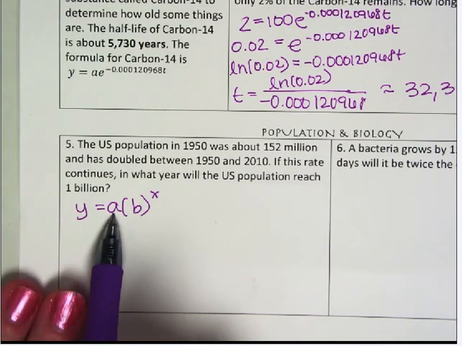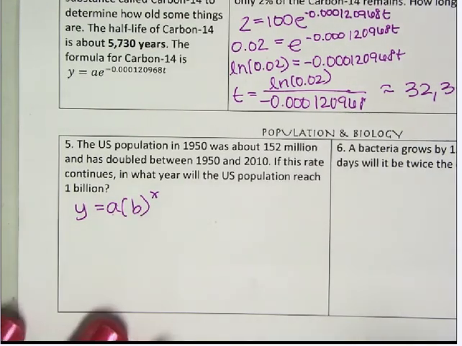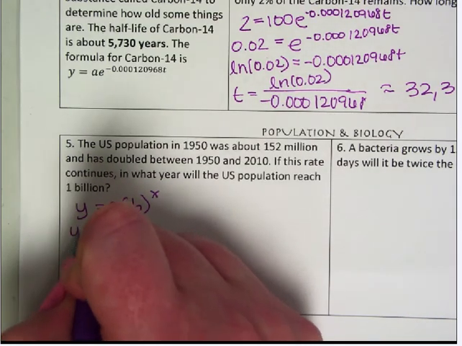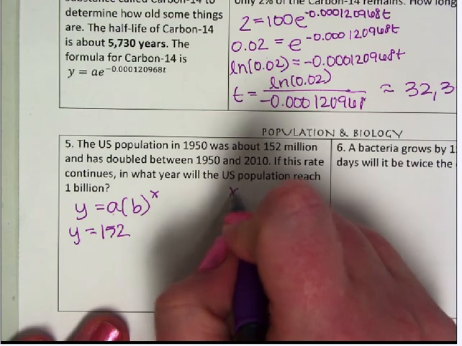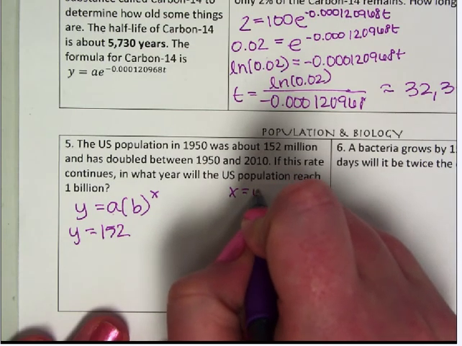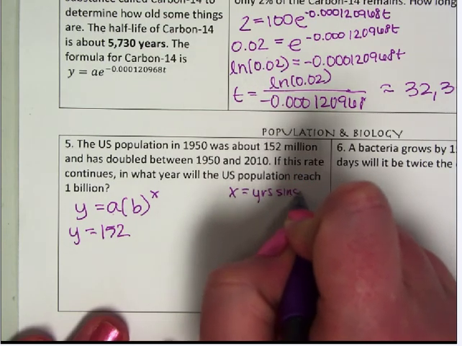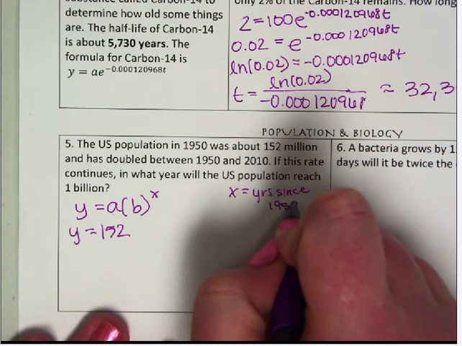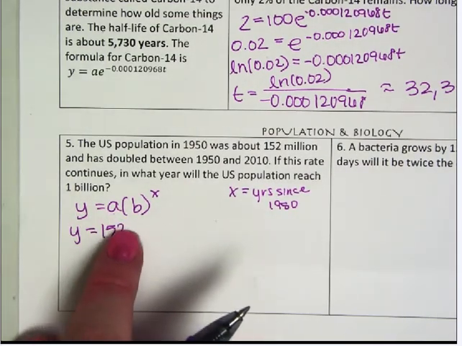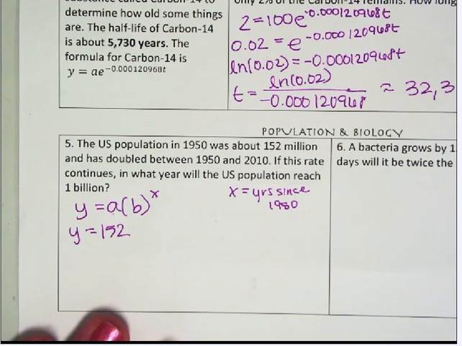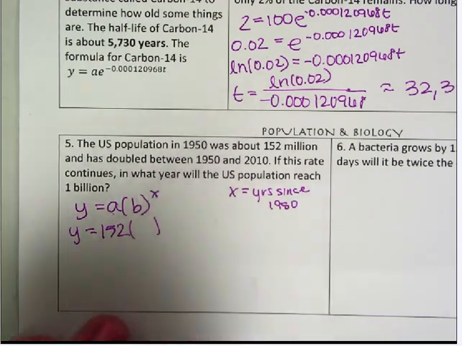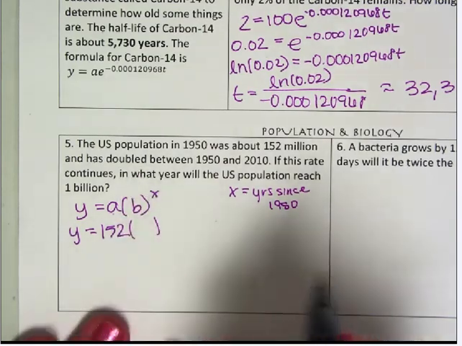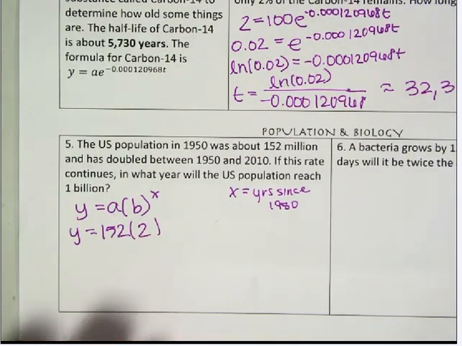A is the initial amount, and B is the growth rate. So I know the initial amount is 152 million, and we're assuming that x is years since 1950. That'll save us a little bit of work so that x doesn't represent years since 0. And the rate, so B is the constant multiplier, and we know that we're doubling, right? So B is going to be 2.